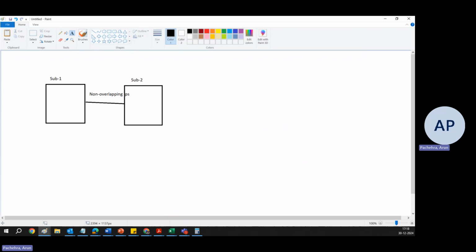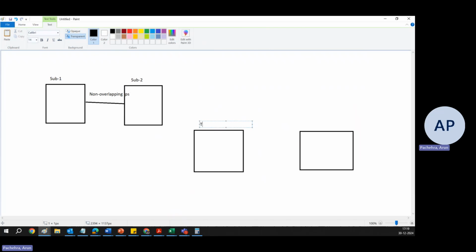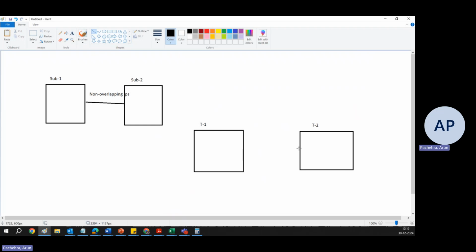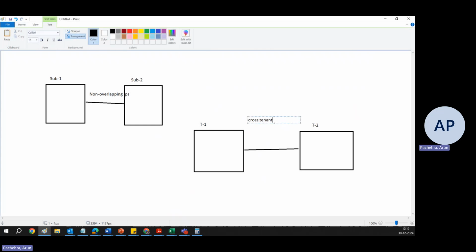Now, let's suppose these two are in different tenants. Okay, let's suppose there is tenant 1 and this is tenant 2. Now, this VNet is in tenant 1 and this VNet is in tenant 2. Now, would we be able to utilize the peering facility for the connectivity of the virtual networks? Yes, we can. It is supported. However, you need to be aware there are some tenant level settings that need to be checked. You need to ensure that the necessary cross tenant permissions are granted.